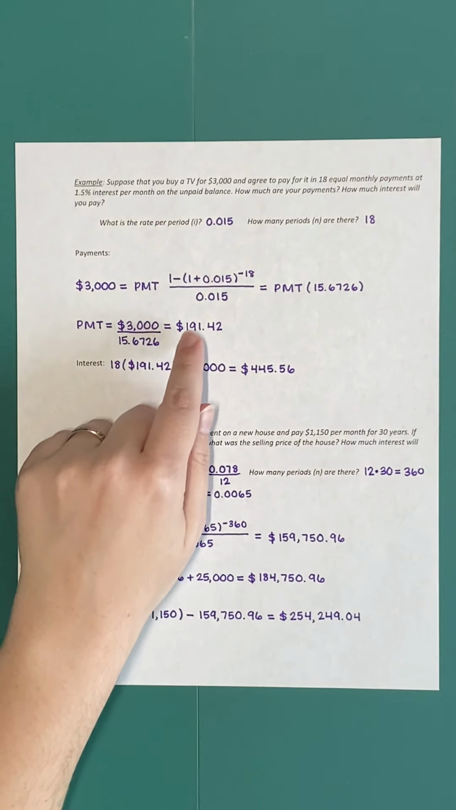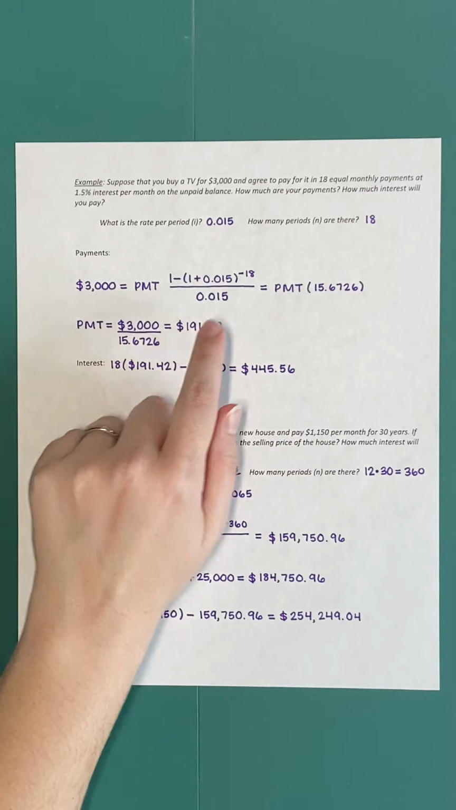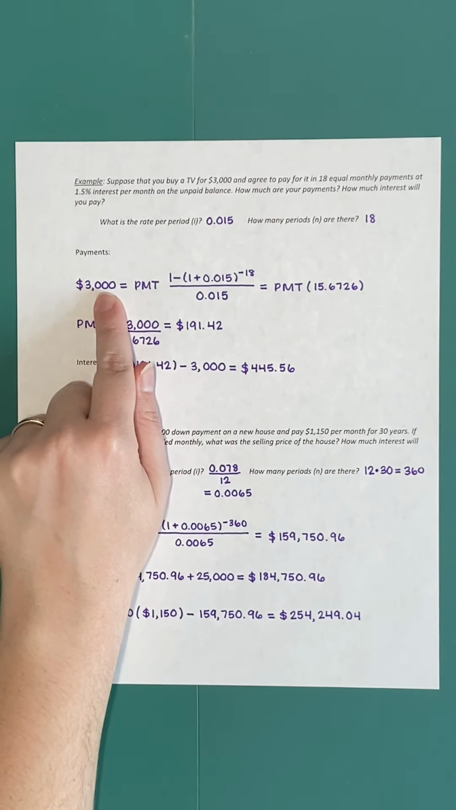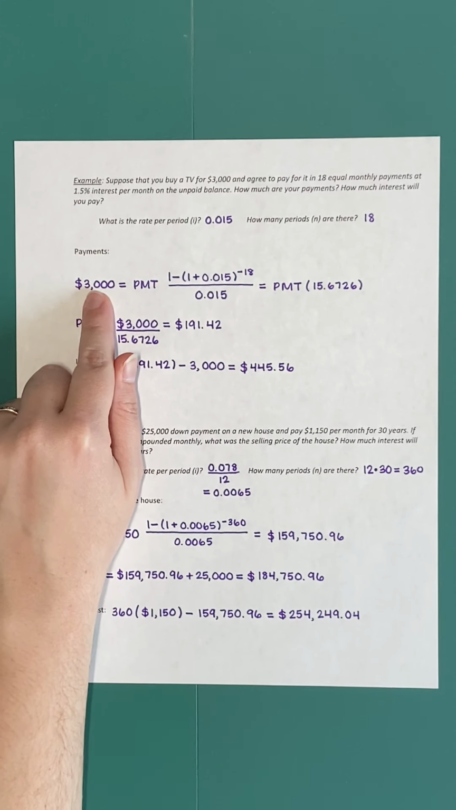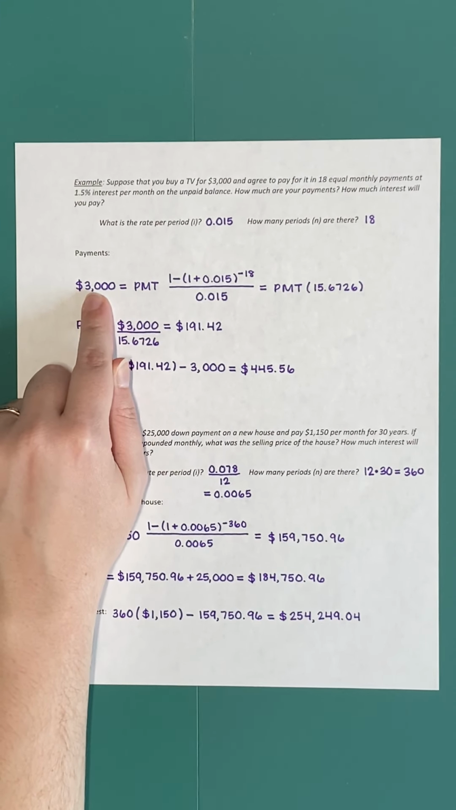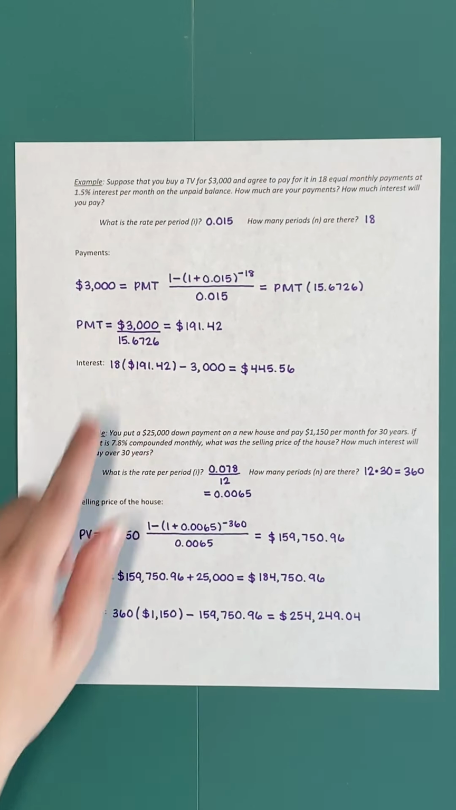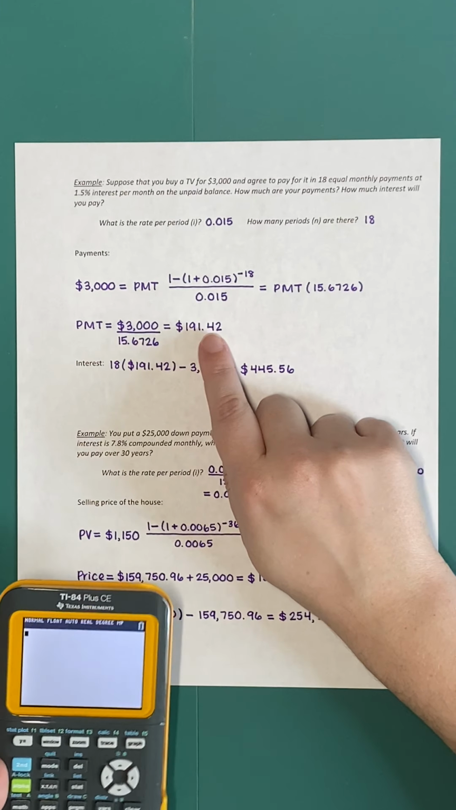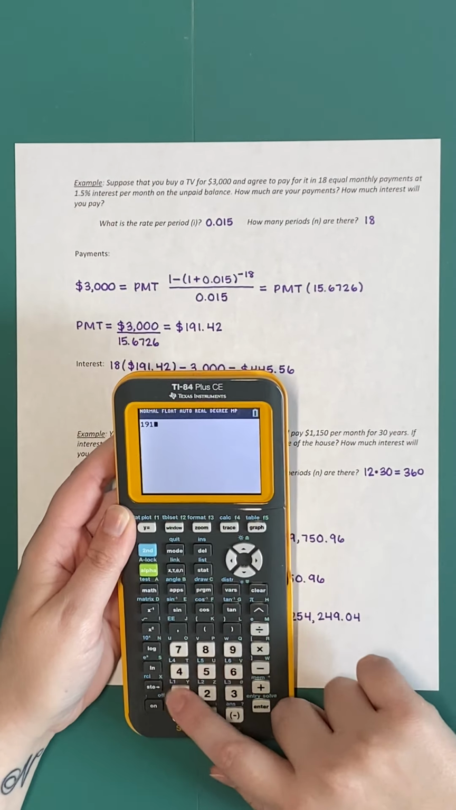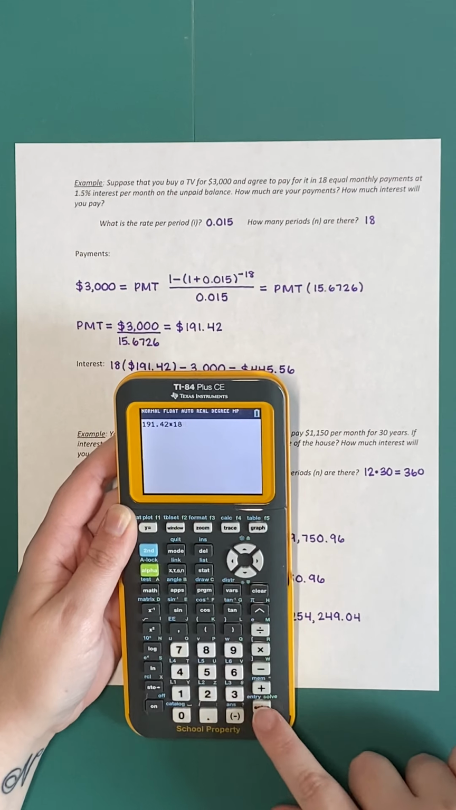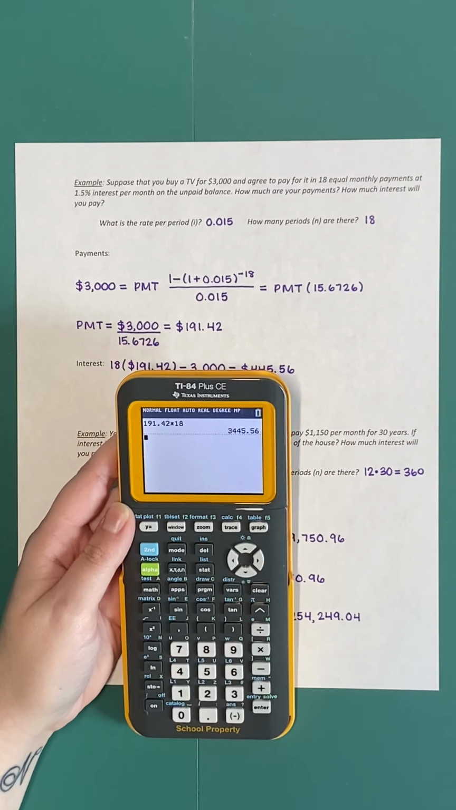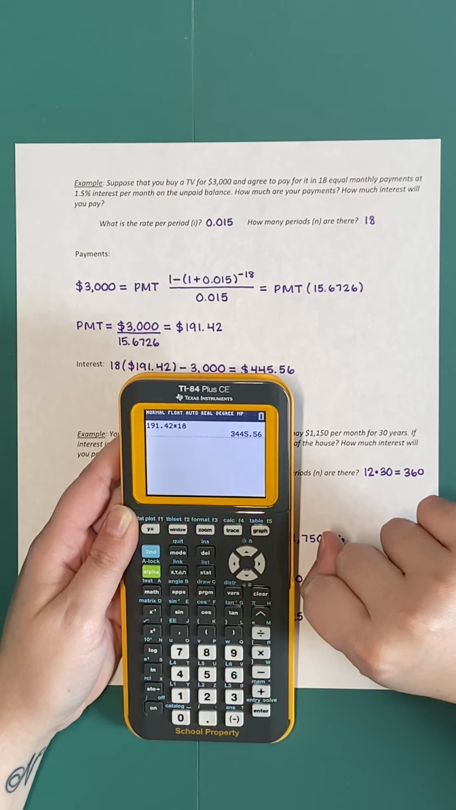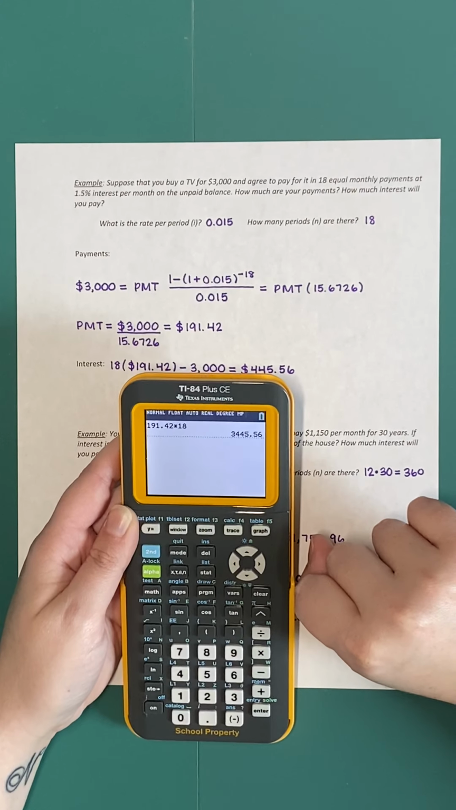So once you pay off $191.42 18 times, you're going to have paid more than $3,000, because not only are you going to have paid off the present value, the principal of the loan, but you're also going to have paid whatever interest they charged you. So we're making this payment 18 times, $191.42, 18 times, for a total of $3,445.56. That's the total amount you're paying by the time you've made your 18 monthly payments.